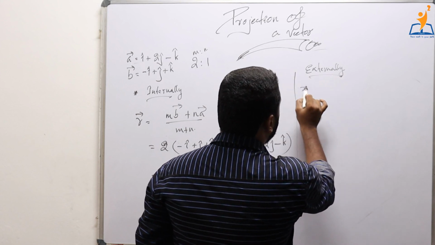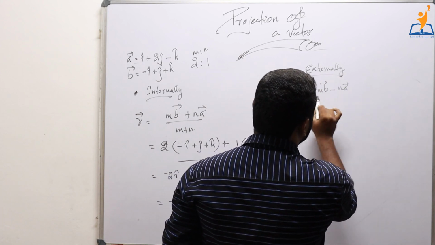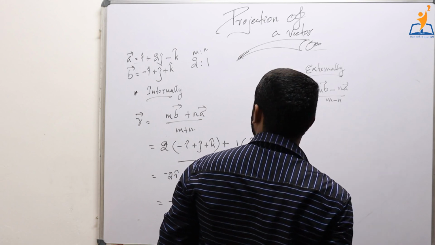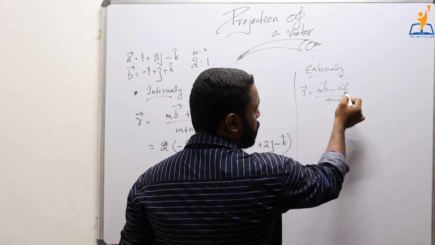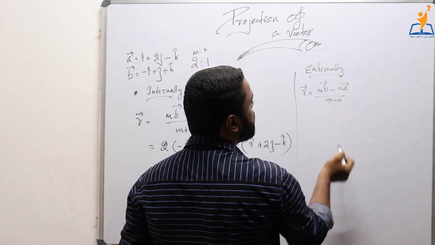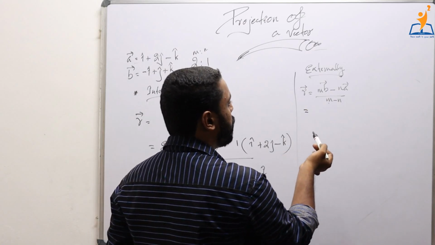We know the formula as (mb − na) divided by (m − n). You can choose m − n or n − m, whatever it is. If we choose n − m, then the numerator should be na − mb, that's all. So it is equal to (mb − na) divided by (n − m).